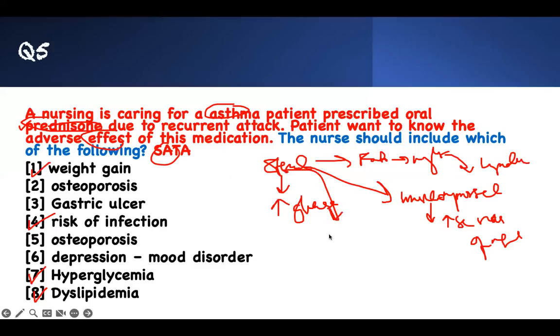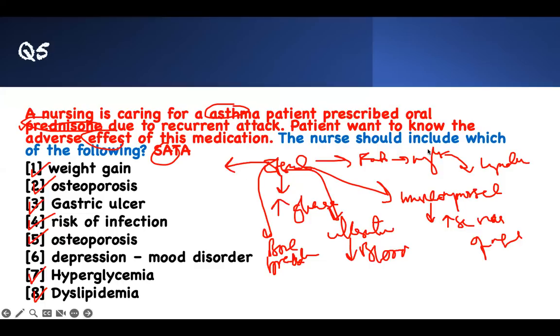It also causes ulceration of the GI tract, and this will make you bleed. So you've got to avoid NSAIDs. Gastric ulceration. It leads to bone breakdown, so it causes osteoporosis. It also affects your mood, probably because of all these things that happen. It causes depression, so mood disorder.